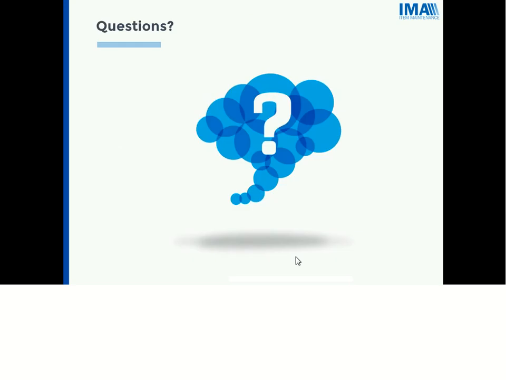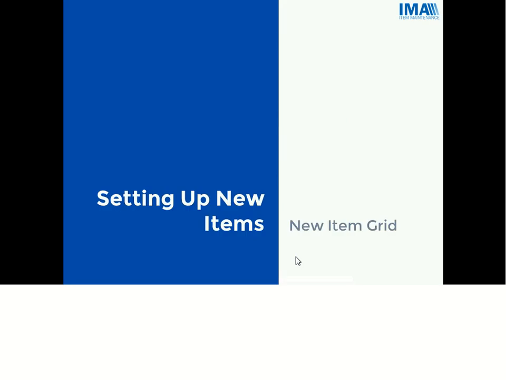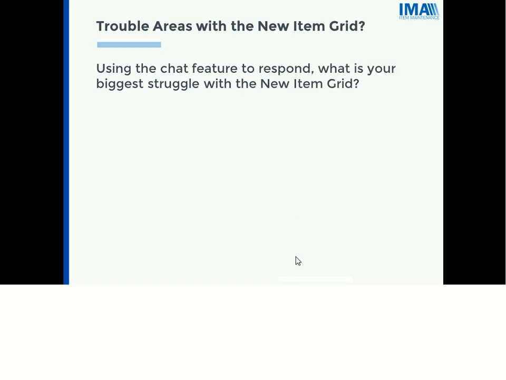Any questions so far? All right, so that's mainly the resources and how you can find self-help and online training that's available 24/7. Now we're getting into the main bulk of today's session, which is all about the new item grid. Please use the chat feature and let me know, what is your biggest struggle with the new item grid? If you haven't been in the new item grid yet, you don't have to answer this. But if you have worked with it a little bit, let me know what you struggle with the most. I'm going to come back and look at this in a few slides.